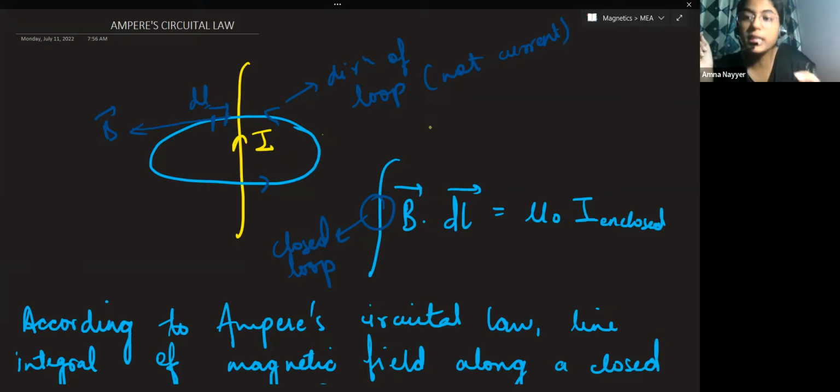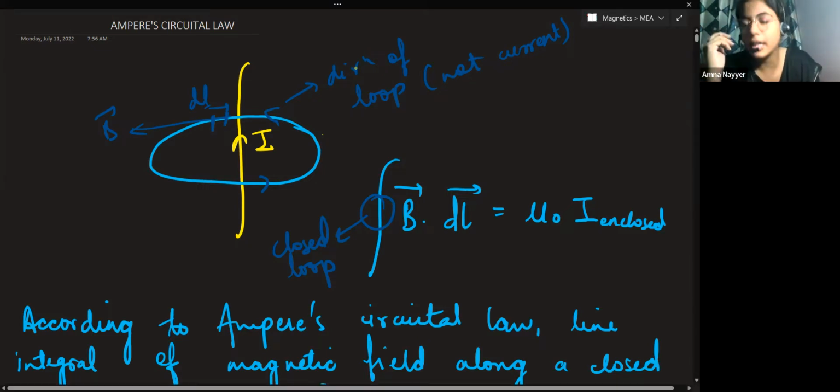We'll be using this Ampere Circuital Law in today's class, so understand this carefully. You have to choose an Amperian loop, the way in Gauss law we chose a Gaussian surface. Then we wrote E dot ds is equal to 1 by epsilon naught times the charge enclosed. Similarly, here you have the integral of B dot dl, which instead of 1 by epsilon naught has mu naught times, and instead of the charge enclosed, you have the current enclosed.